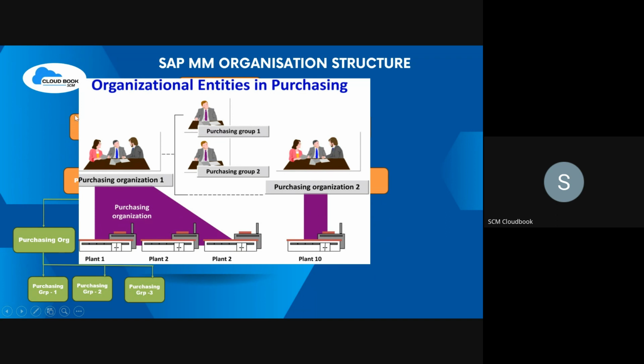Okay, so it is up to the company's organizational structure how they want to set the purchasing organization. They may want a very high level purchasing organization, or they may want the purchasing organization at the individual plant level also. So this is basically the organization structure that we have in the SAP Material Management module. Okay, so it is easy.